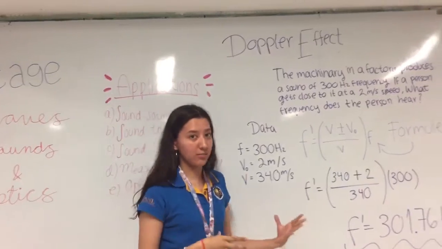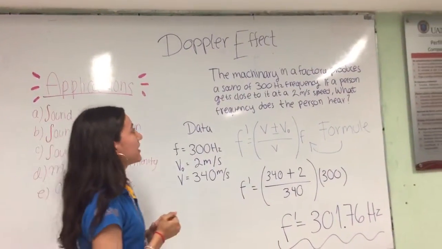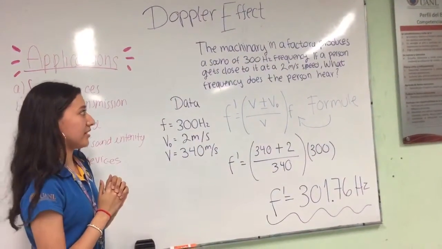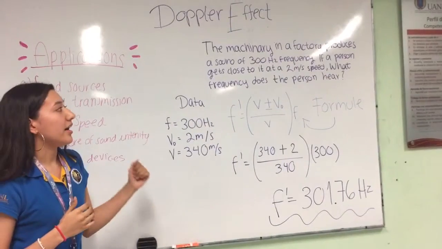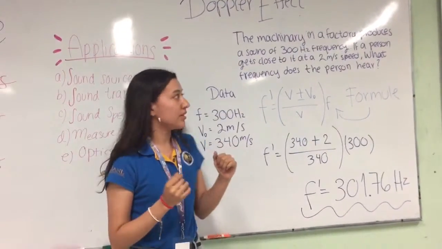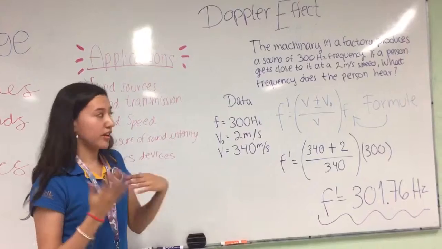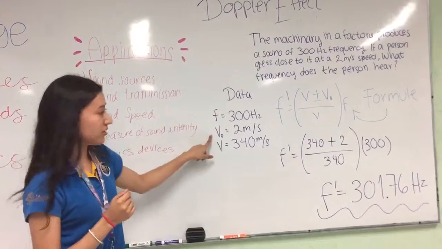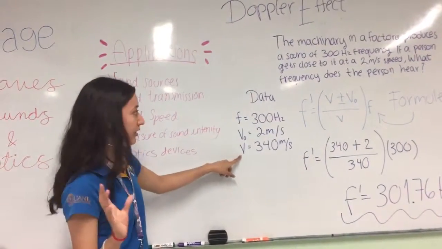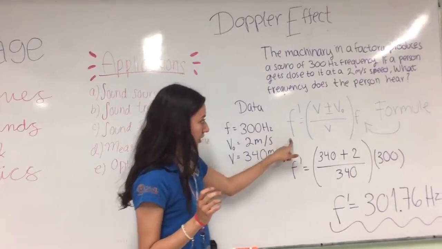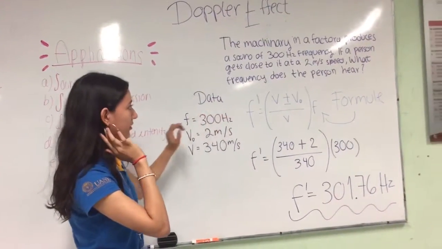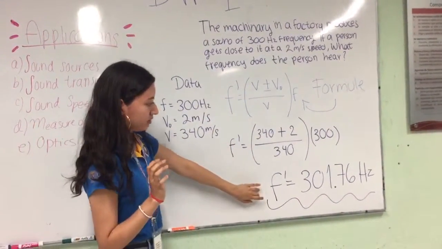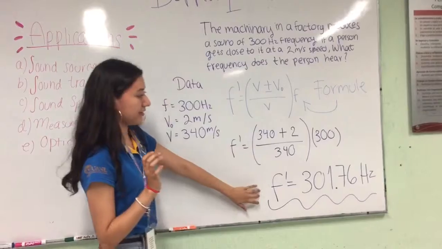Okay, we are going to see an example of the Doppler effect. The machinery in a factory produces a sound of 300 Hz frequency. If a person gets close to it at 2 meters per second speed, what frequency is the person going to hear? The data is this one, the frequency, the velocity of the person, and the velocity of the air. And the formula is this one, and then we are going to substitute the data in this, and it's going to be 301.76 Hz.